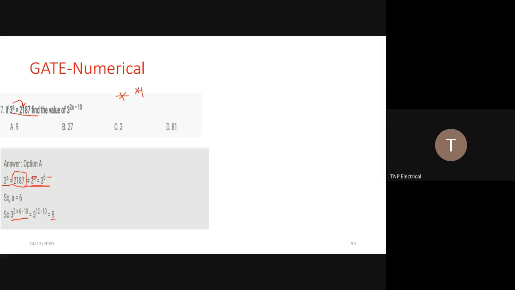Here we are simply finding a value, and a is 6. So you put 3 to the power a, where a is 6: 2 into 6 minus 10.